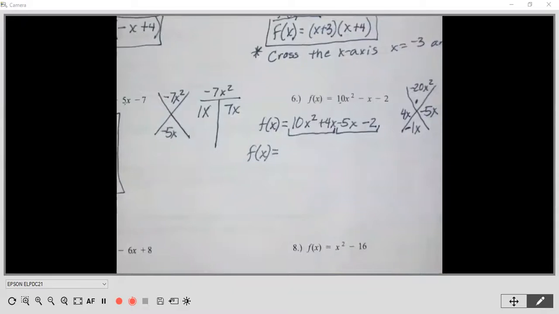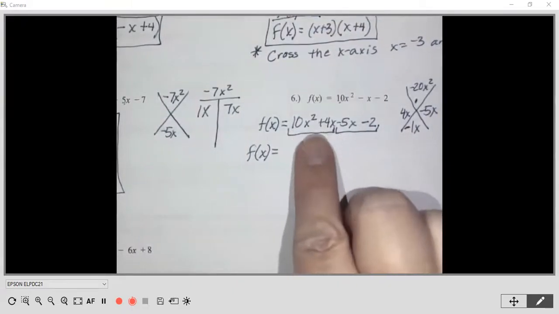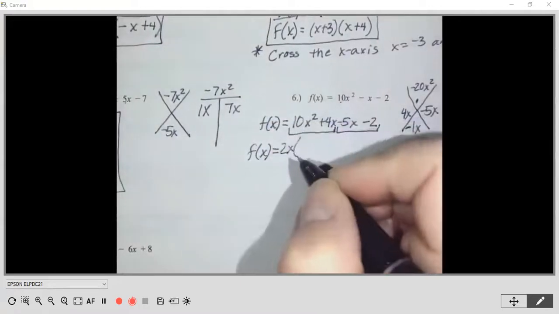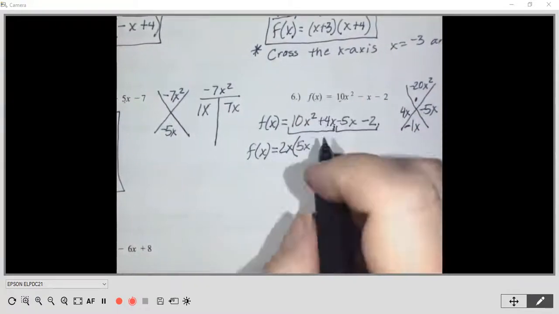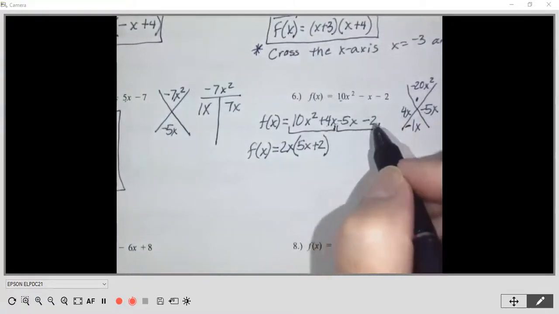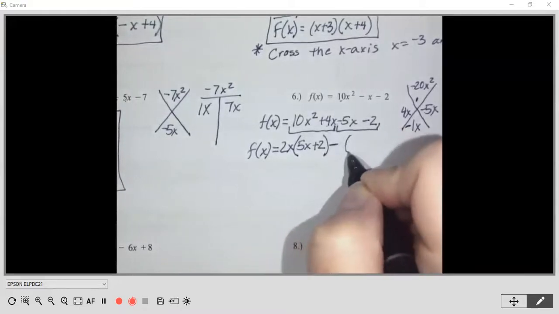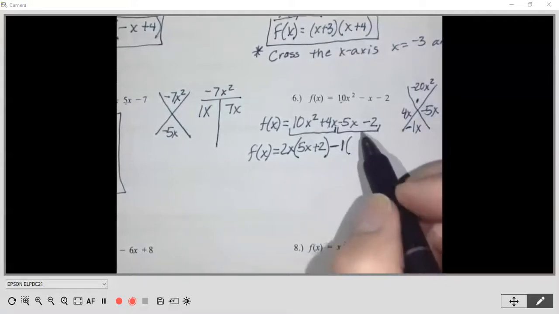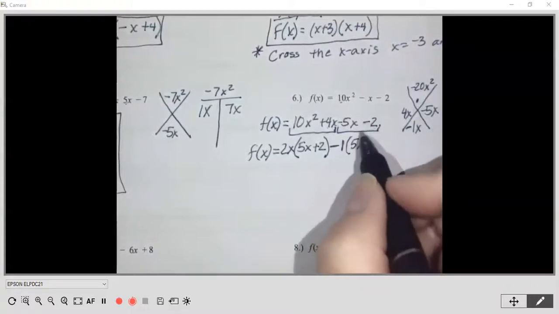f of x equals, okay, so look at 10x squared and 4x. What's the GCF of that group? 2x. So what's 10x squared divided by 2x? 5x. What's 4x divided by 2x? 2. What's the GCF of negative 5x minus 2? Just a negative 1. You can write the negative 1, or you can just write the negative. I'll write the 1 in there because it's going to help us see our second binomial. What's negative 5x divided by negative 1? 5x, that's positive. And what's negative 2 divided by negative 1? Positive 2.